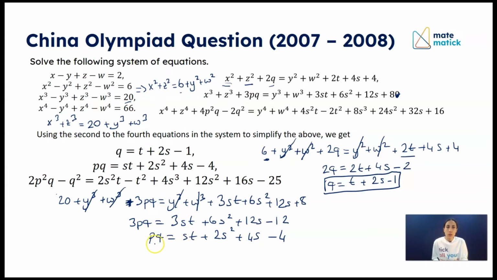Okay, so pq is equal to st plus 2s squared plus 4s minus 4, as you can see here.